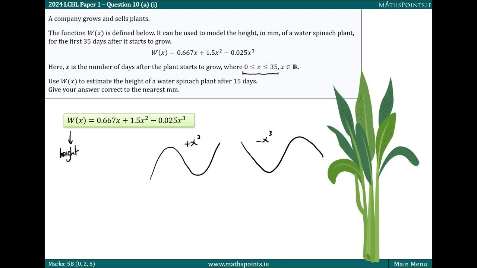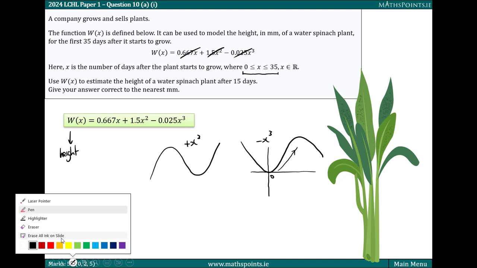It probably makes sense to go up in 5s, and it would have something along the lines of this shape. I can see that if I sub 0 into this function, 0, 0, 0, that means at the very start the height is 0. So this graph probably only starts here at 0, and then it progresses and increases height for 35 days. And again, we're not asked to draw it, but it's important when we're revising and looking at functions that we think about the shape of it and what's happening over time. This is a spinach plant that's going to grow over time, probably doesn't have this decrease in part of it at all.